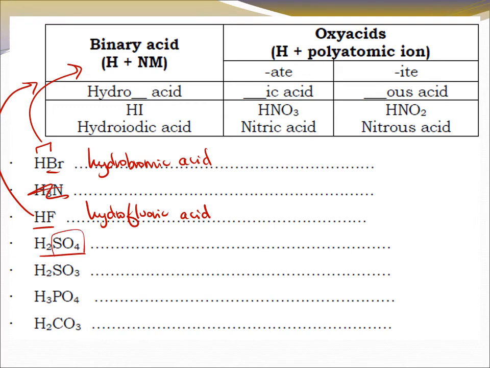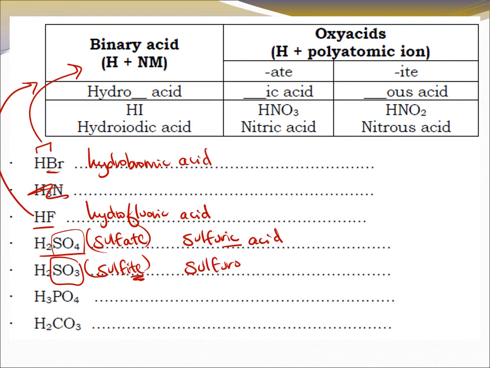H2SO4. SO4 is a polyatomic ion. It is sulfate. So I'm going to turn ate into ic, and we're going to get sulfuric acid. SO3. SO3 is sulfite. We don't actually keep those in the names. I'm just putting them there to help us remember that ite turns into us. So sulfite will become sulfurous acid.